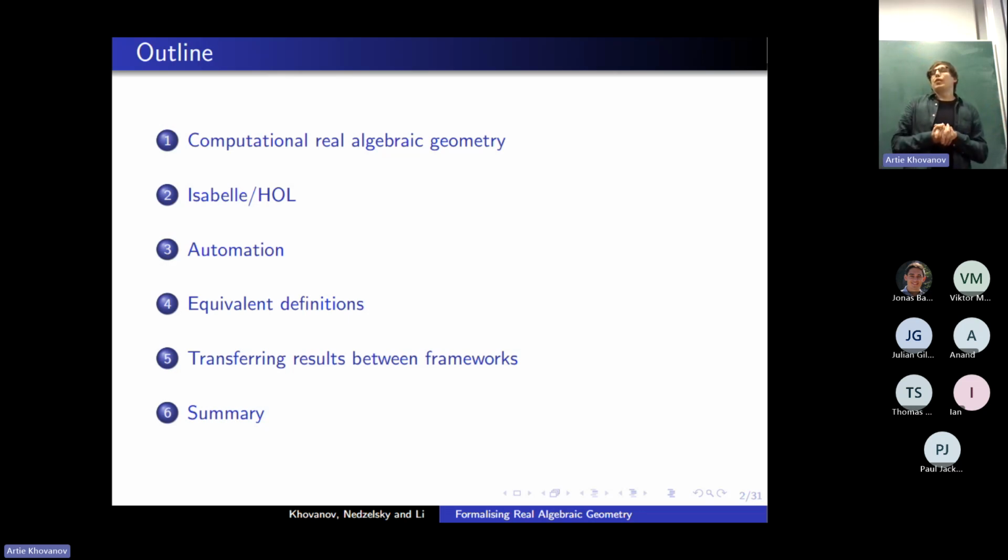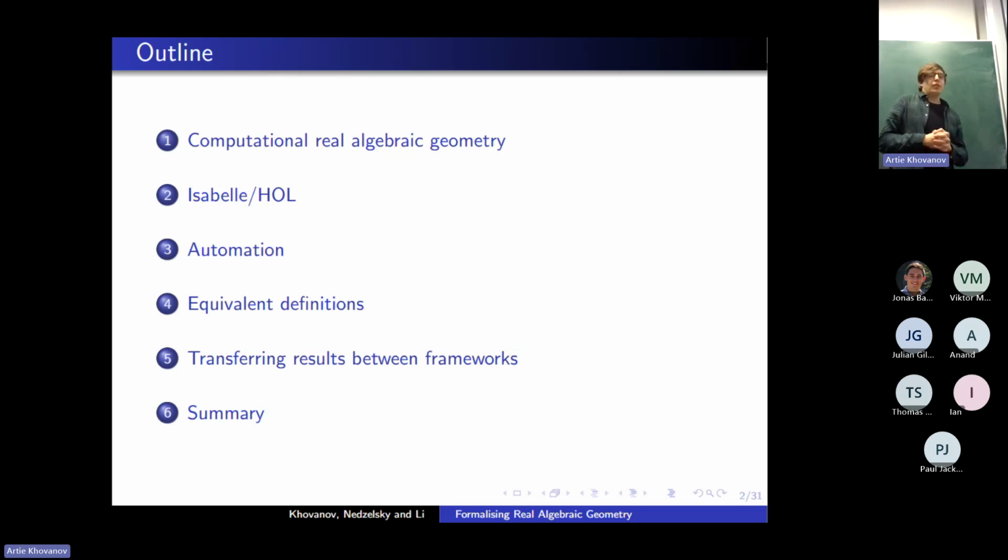Then we'll move on to Michael, who will explain about equivalent definitions of the central object involved in our formalization, which is the real closed field, and some of the challenges associated with working with equivalent definitions of the same object. And then Wenda and I will talk about transferring results between frameworks.